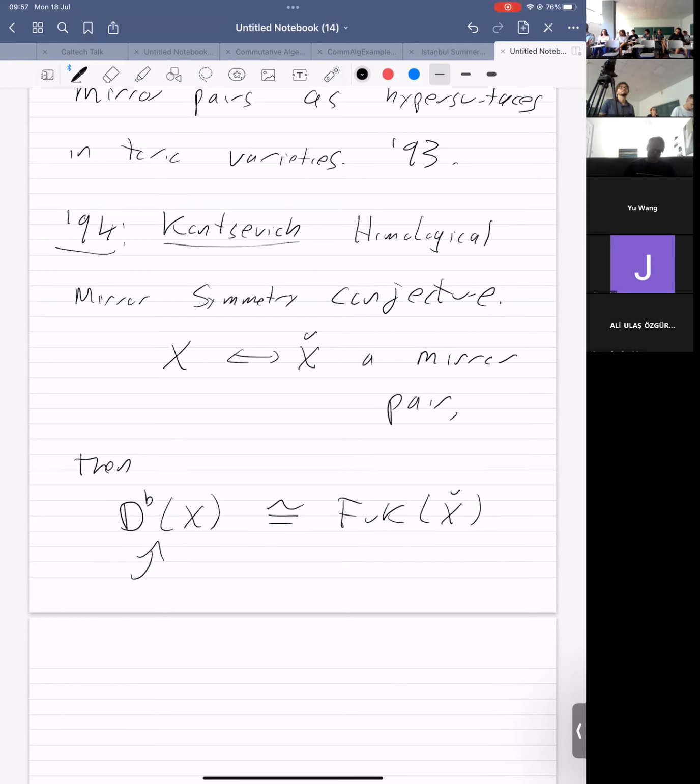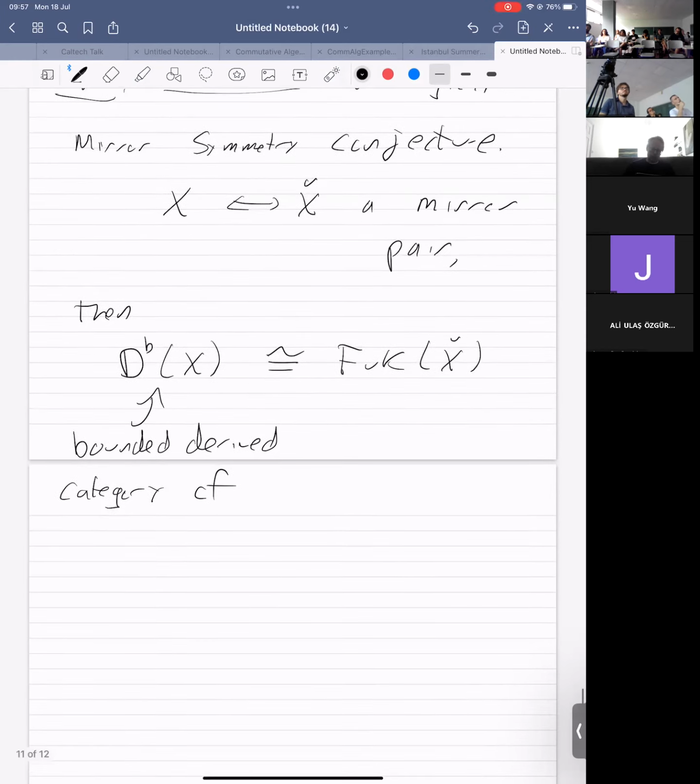So this thing on the left is the bounded derived category of coherent sheaves on X. So roughly what you do is you take the category of bounded chain complexes of coherent sheaves on X, and then there's a standard process for getting a so-called derived category out of that, by localizing at quasi-isomorphisms.